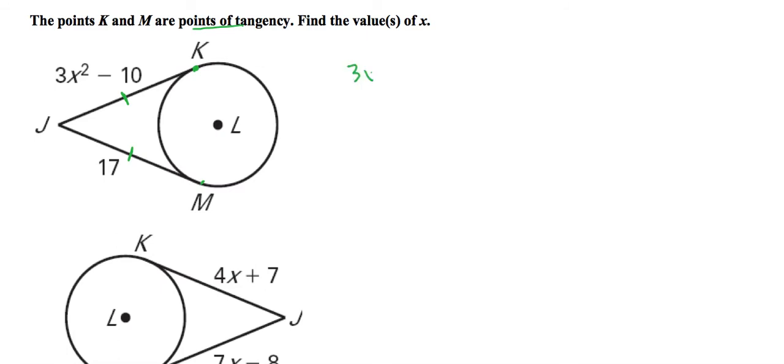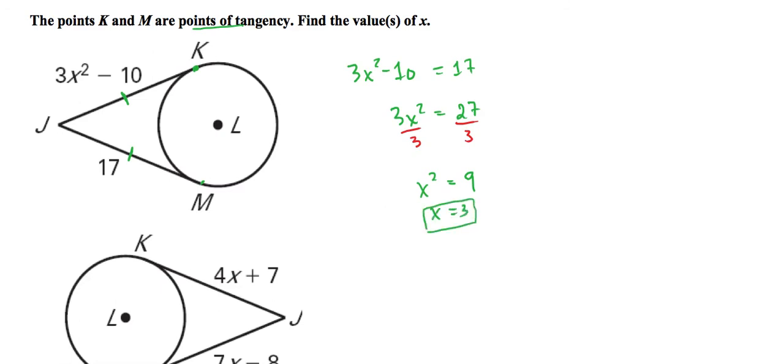So 3x squared minus 10 must be equal to 17. Add 10 to both sides, and we get 3x squared equals 27. Then we divide both sides by 3, and that gives us that x squared is equal to 9. Take the square root of both sides, and we get that x is equal to 3. And that is our final answer.